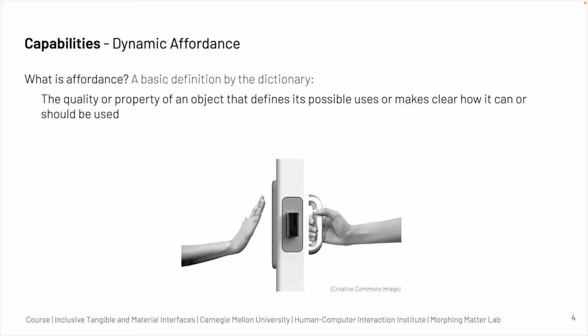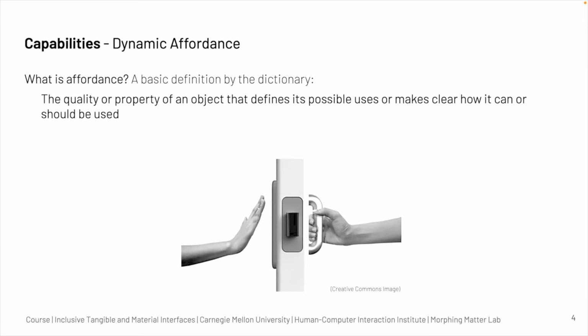I think Lin has mentioned affordance as well. If you are still not very sure about what affordance is, there is a very basic definition by dictionary. Affordance is basically the quality or property of an object that defines its possible use or makes clear how it can or should be used. The definition could be slightly different in different domains or contexts, but this is basically its core meaning. And this figure is a very straightforward example.